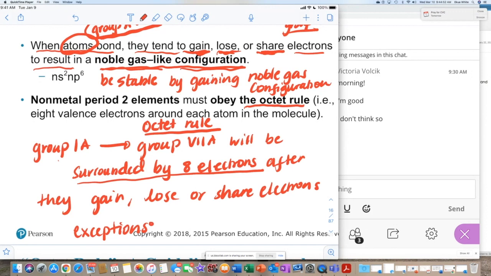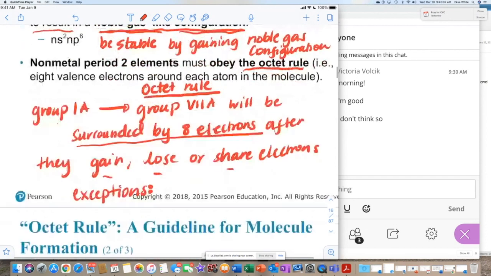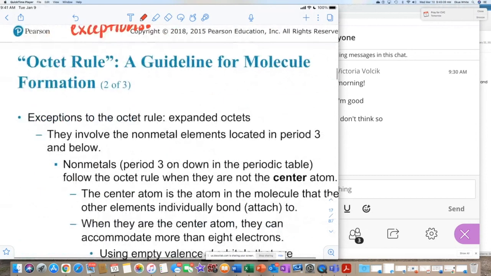The exceptions we'll see would be elements that do not fall under the category of the octet rule, or they don't follow the octet rule. They do gain, lose, or share electrons, but they don't end up with 8 electrons. So there we go, straight to the exceptions.